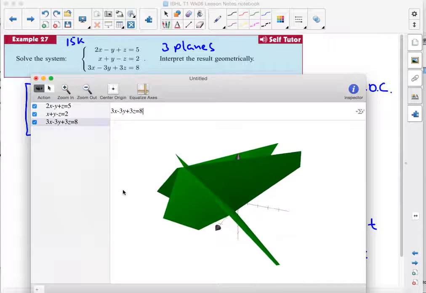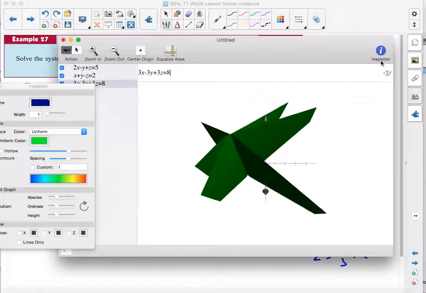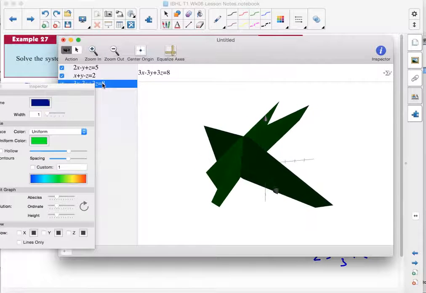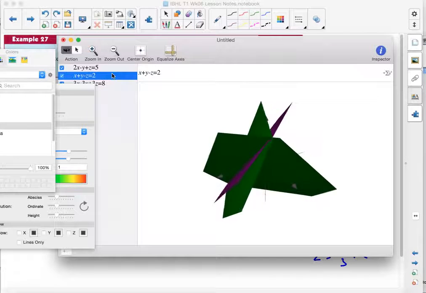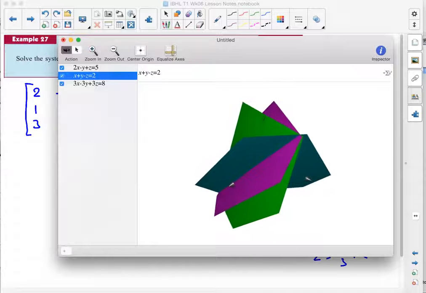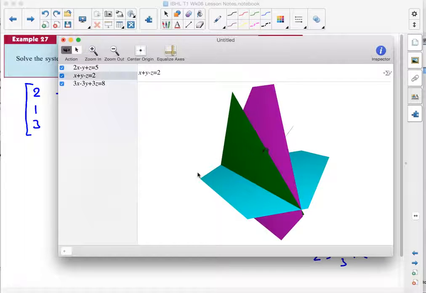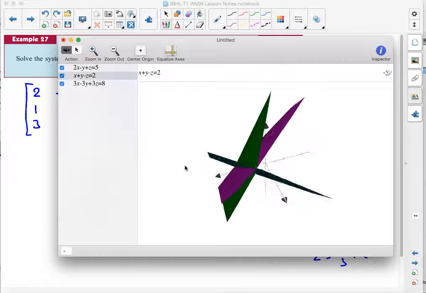There's our third plane. Now we want to have a little bit of fun with this. Let's select one and let's give it a nice color. Let's select the other one there and give it another color. So now we have 3 planes, as you can see, and they come together in a single line.